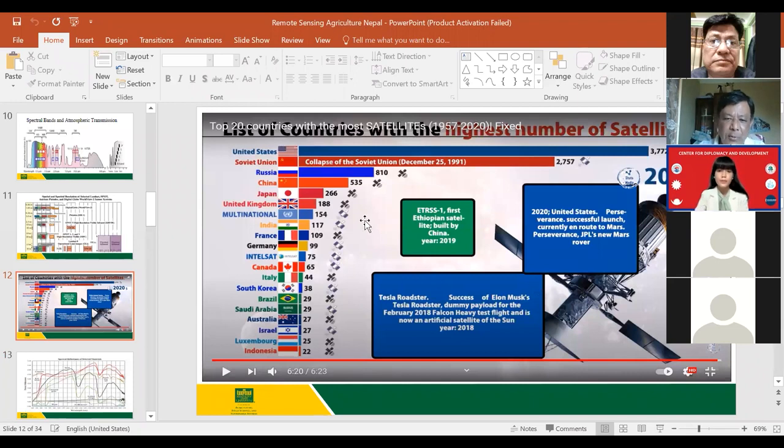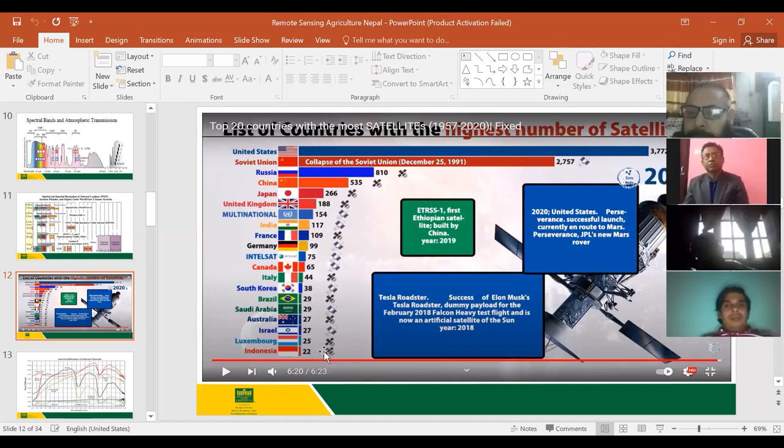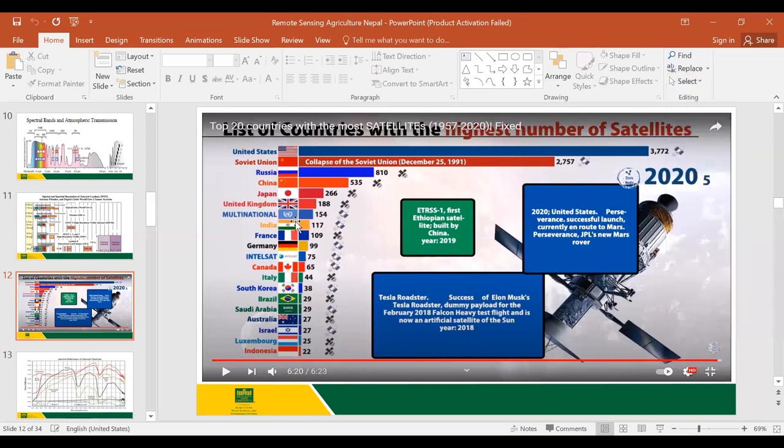Now, if you look at the different countries, the United States is the number one country with so many satellites, and the second comes the Soviet Union, and then comes Russia, the same thing. I mean, this is before 1991, and then you got China, then Japan, the United Kingdom, then India, and so on and so forth. So for us, the cheaper one you get from India, even though they have a limited capacity. Then from China also, and the most we can get from the United States also.